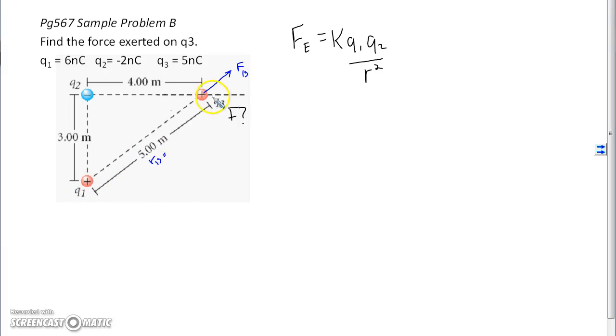And again, the reason why it's pointing away is because these are both like charges, so if this were free to move, and this was fixed, this would actually move away from it. So that's why it's pointing like that.